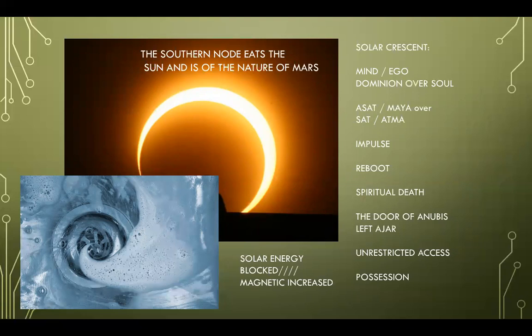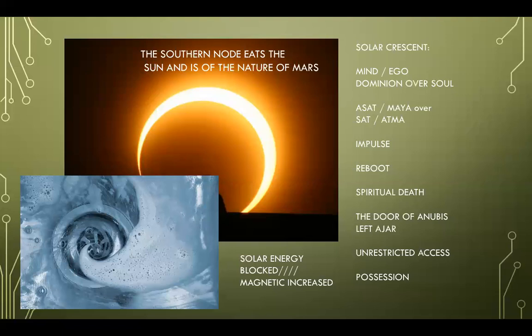But basically, Ketu, the southern node, is about mind over ego, dominion over the soul. It can represent impulses, a spiritual death or a reboot. It's the door of Anubis left ajar. It's a portal where things can suddenly appear or suddenly disappear. Things can be suddenly given to us, like millions of dollars, or suddenly taken from us, like an illness or an accident or something. They're very mysterious, but the southern node also can show possession and suicide.